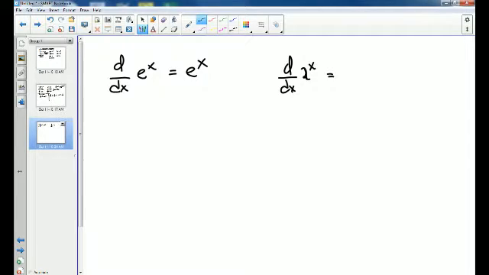As opposed to the derivative of 2 to the x, which is that. Don't worry about this. Don't even write it down. This is the only one where it's the derivative of itself. As you can see, 2 to the x is not the derivative of itself. It's close, but this natural log of 2 is on the front.